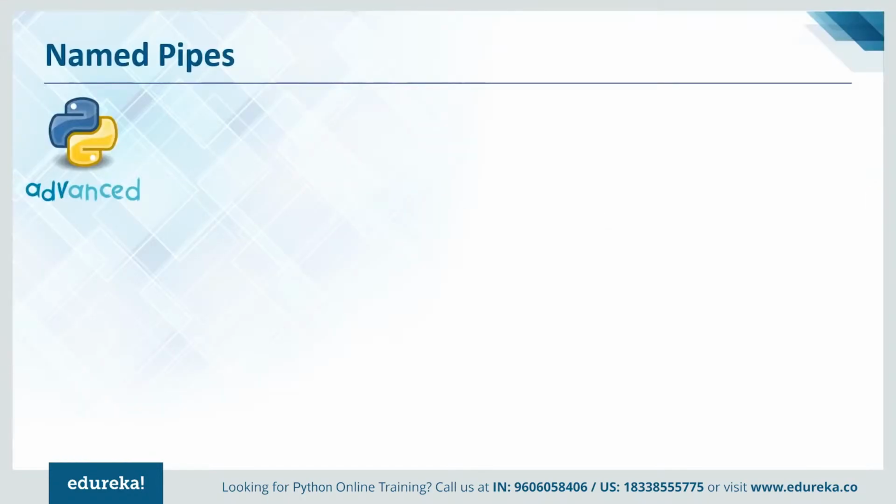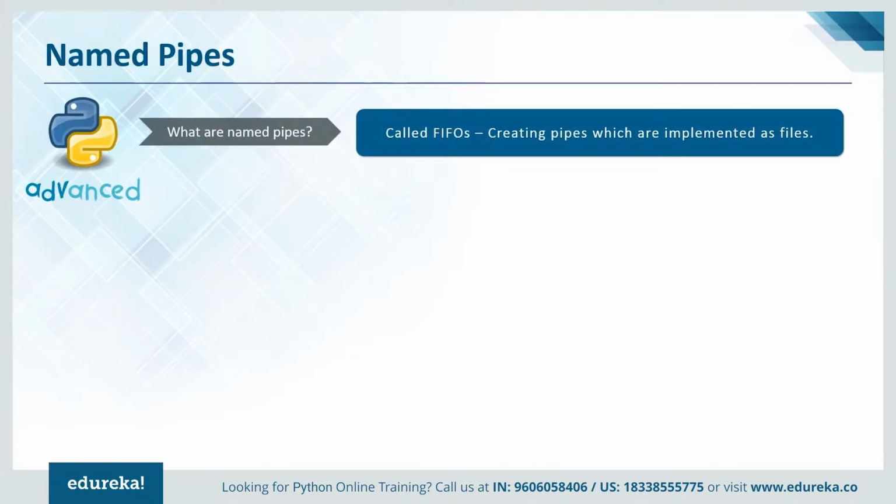So guys, the last concept for today is named pipes. Under Unix as well as Linux, it is possible to create pipes which are implemented as files. These pipes are called named pipes or sometimes FIFOs. What is a FIFO? First in, first out. A process reads from and writes to such a pipe as if it were a regular file. Sometimes more than one process writes to a pipe, but only one process can read from it at a time.